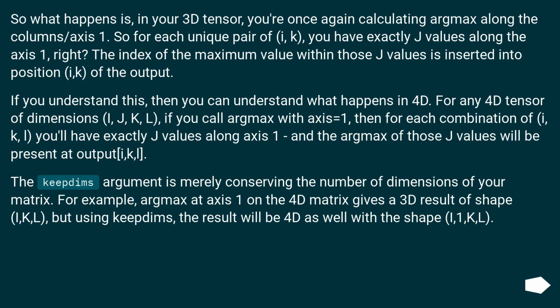The keepdims argument is merely conserving the number of dimensions of your matrix. For example, argmax at axis 1 on the 4D matrix gives a 3D result of shape i, k, l, but using keepdims, the result will be 4D as well, with the shape i, 1, k, l.